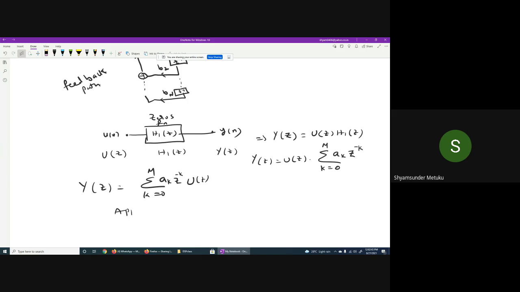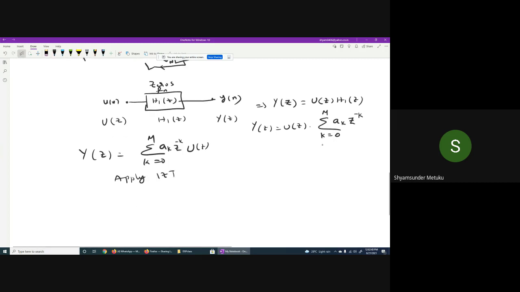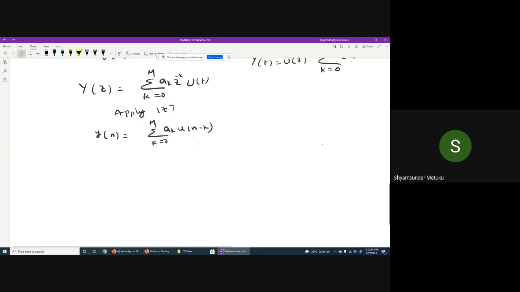Apply inverse Z transform, then what do you get? y of n is equal to summation over k equal to 0 to M of a_k z power minus k U of z. What do you get? u of n minus k. Very good. Then if you expand, y of n is equal to a0 u of n plus a1 u of n minus 1 plus, goes on, a_M u of n minus M. Yes or no?